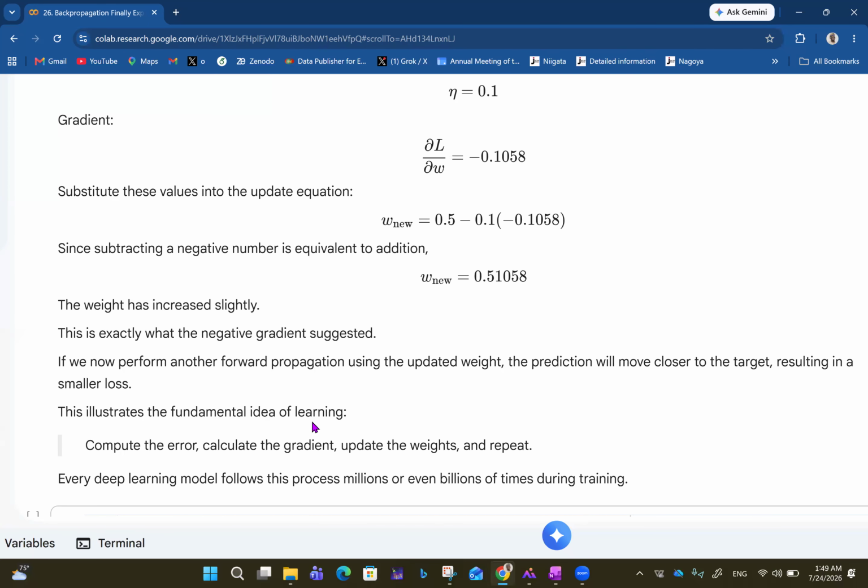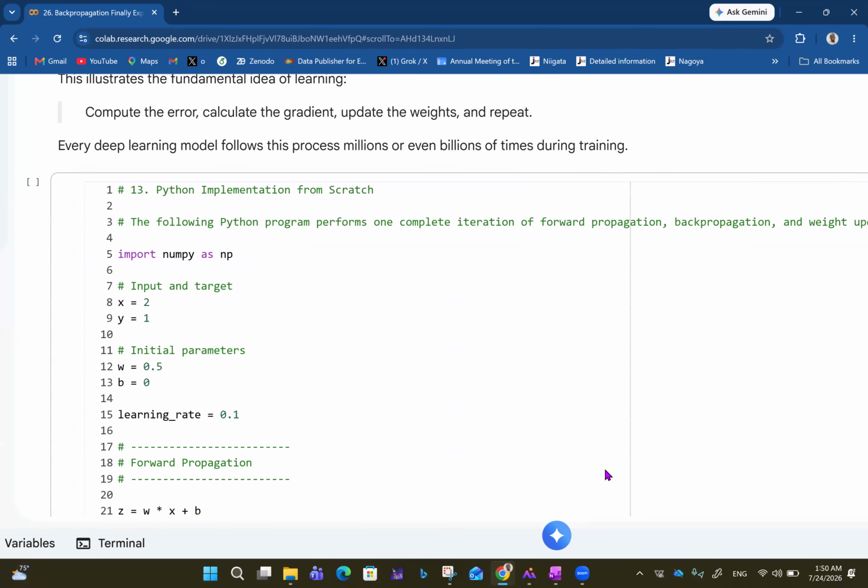Now, starting from forward to backward altogether, if you can compute the error, you calculate the gradients. Compute error, calculate the gradients, update the weights, and repeat. Every deep learning model follows this process millions or even billions of times during training.